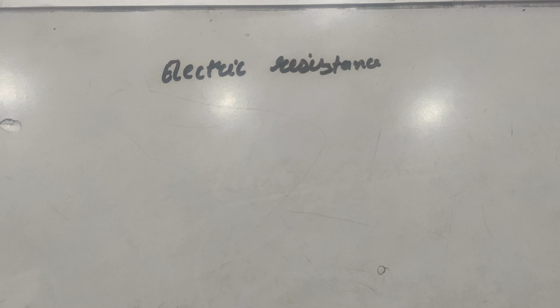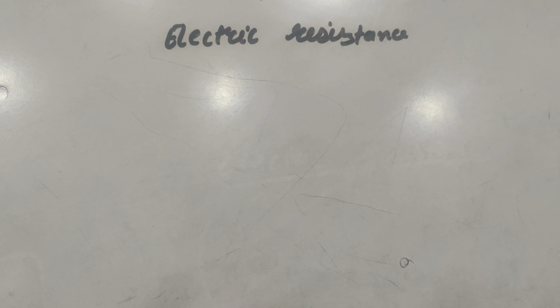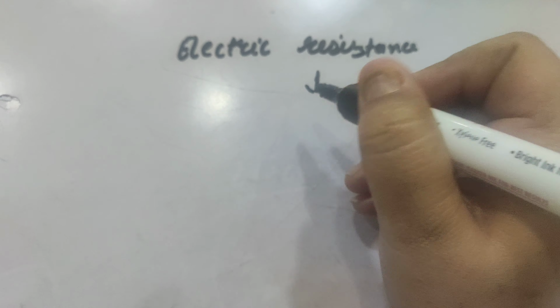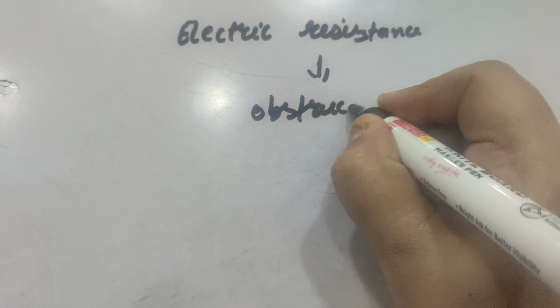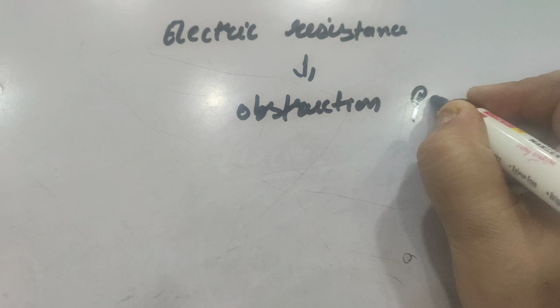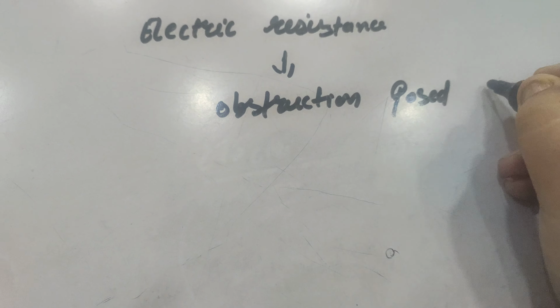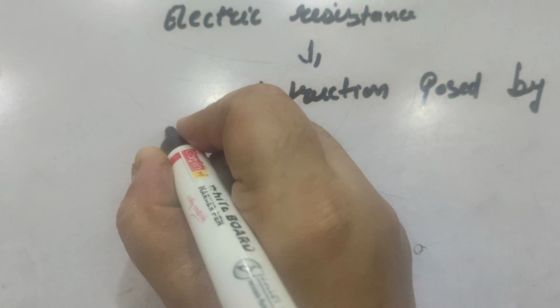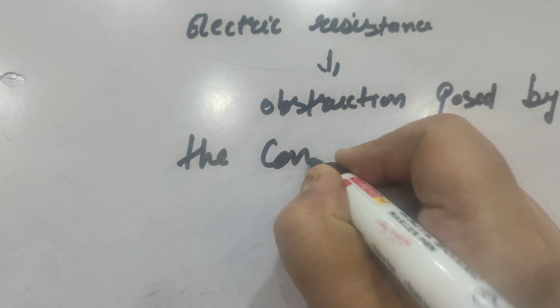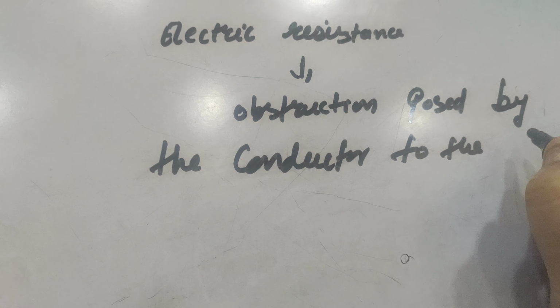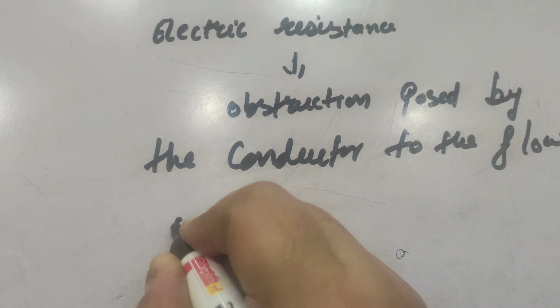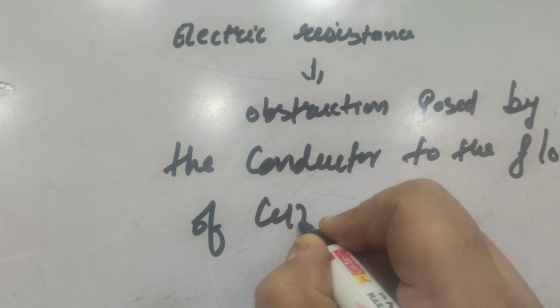Now, today's topic is electric resistance. Electric resistance is actually the obstruction posed by the conductor to the flow of current. So what is resistance?